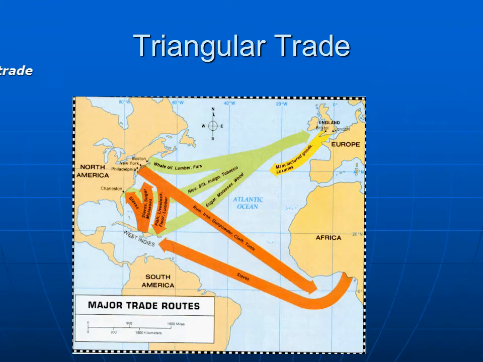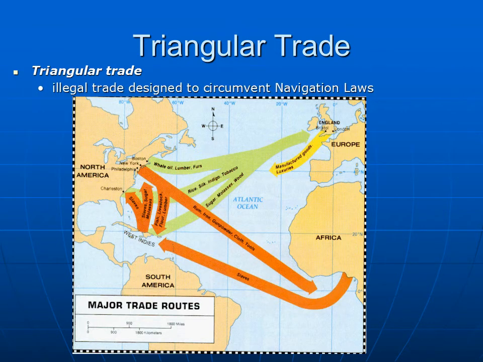Now, the triangular trade that I talked about was a trading system created to circumvent the navigation acts or navigation laws that were being enforced by the British. But because the Atlantic Ocean is such a large area, it was very difficult to enforce, even though Britain had one of the largest navies in the world at the time.